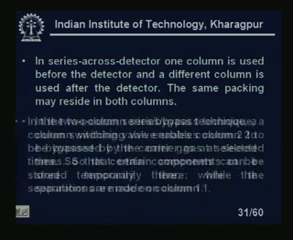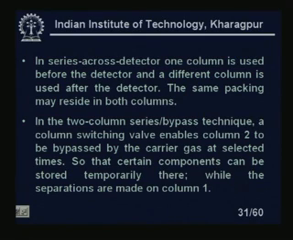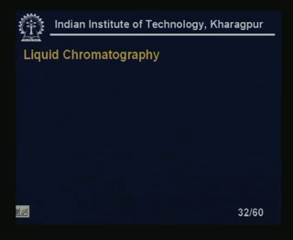In two column series bypass techniques, a column switching valve enables column 2 to be bypassed by the carrier gas at the selected time, so that certain components can be stored temporarily there while the separations are made on column 1.